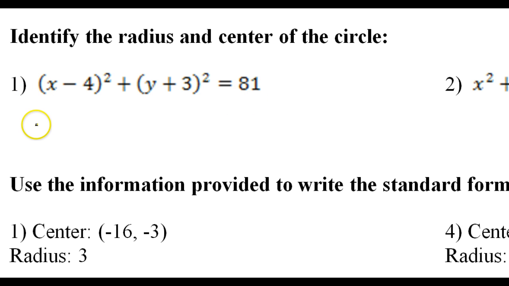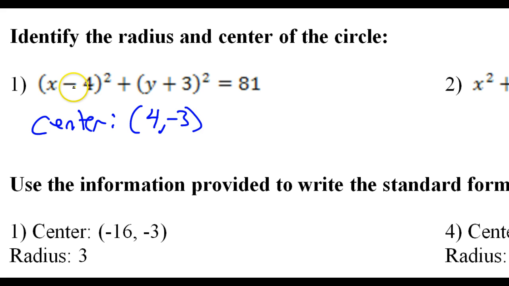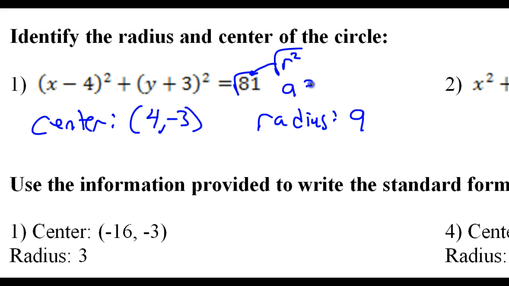Well, the center is going to be 4, -3. It's the opposite of this and the opposite of this. The radius is going to be 9, because this number right here is the radius squared. So if you want the radius, you have to take the square root. So the radius is 9.